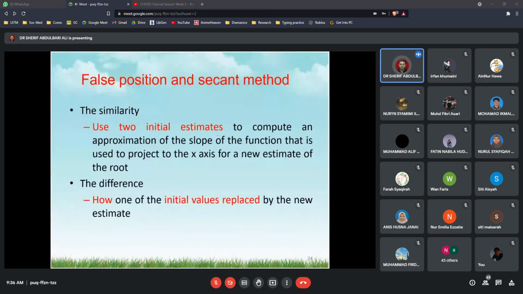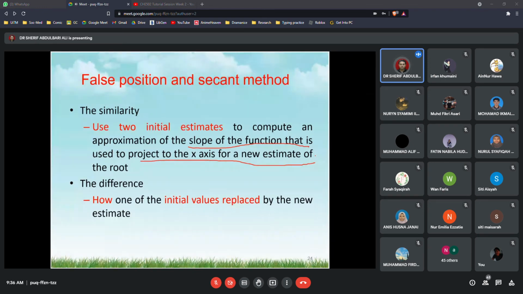They are similar because the false position method uses two initial values, which are x lower and x upper. The secant method uses x and x minus 1, or the backward finite divided difference. So the similarity is that both of them use two initial values, and both use the same equations to approximate a slope function that is used to project to the x-axis, which is what we called last time the linear interpolation.